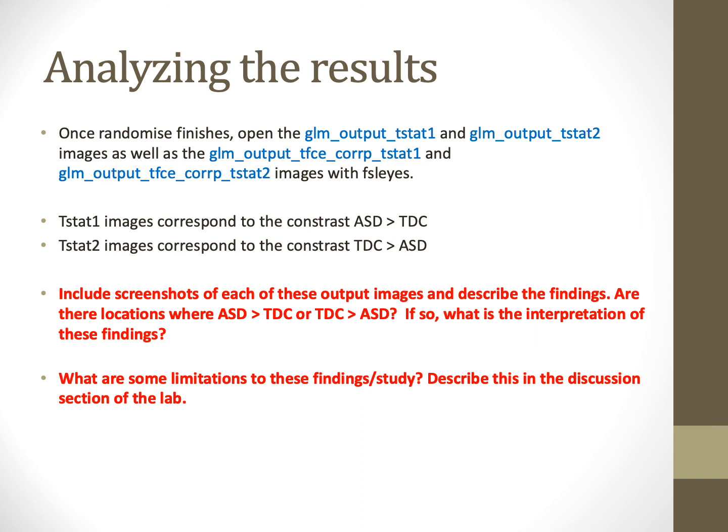Include screenshots of each of these output images and describe the findings. Are there locations where ASD is greater than the typically developing controls, or where the typically developing controls are greater than ASD? If so, what is the interpretation of these findings? What are some limitations to these findings and this study? Describe this in the discussion section of the lab report.